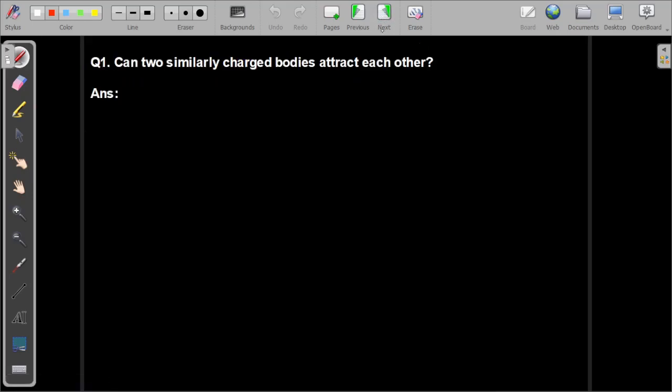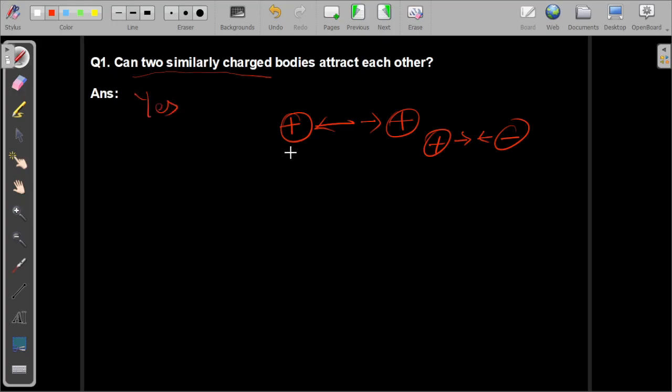Now let's discuss questions. What is written here? Can two similarly charged bodies attract each other? Initially, what did we get? Like charges repel each other, right? And unlike charges attract each other, right? Here, what is asked? Can two similarly charged bodies attract each other? The answer is yes, although they have same charges.